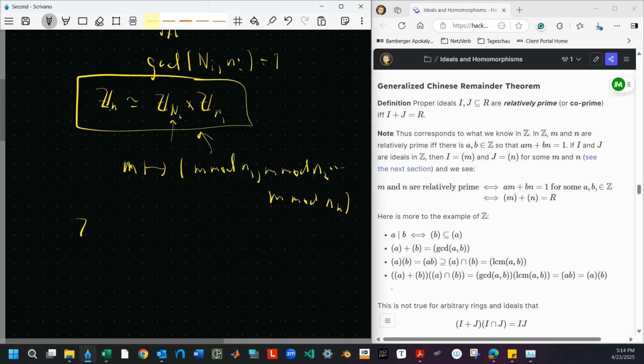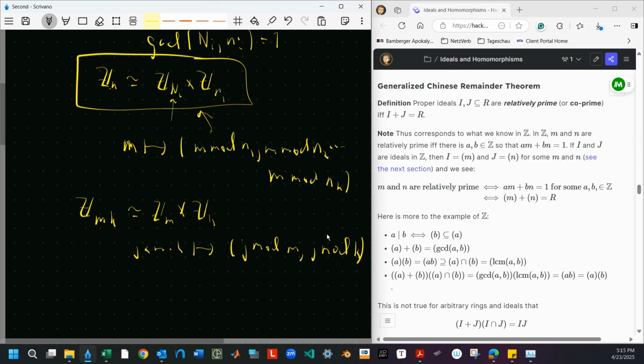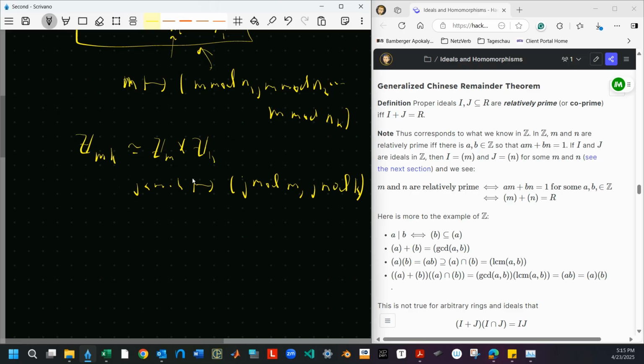So what this looks like is this. I have Zmk, where m and k are relatively prime, is isomorphic to Zm cross Zk. The map is, let's see, now I have to use something other than m. Something less than m times k, so let's say j less than mk, is going to map to j mod m, j mod k. How you actually see that this is onto is the interesting part here.